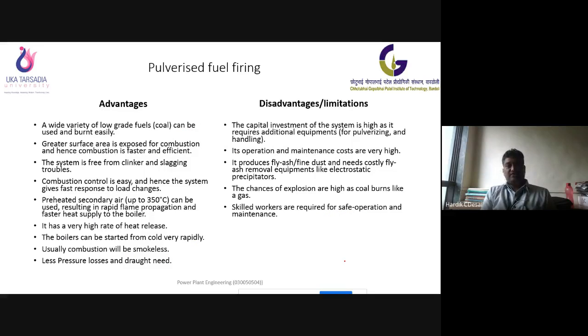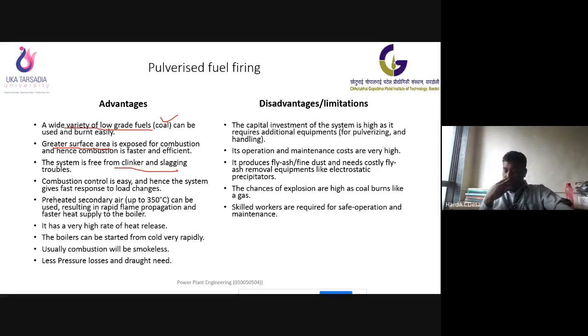So what are the advantages and limitations of this pulverized fuel firing system? The most important advantage is that practically any kind of fuel, even low grade coal, can be burned with the help of this system. Next, a greater amount of surface area is exposed for the combustion process, for faster and efficient combustion. The system is also free from clinker and slagging troubles.